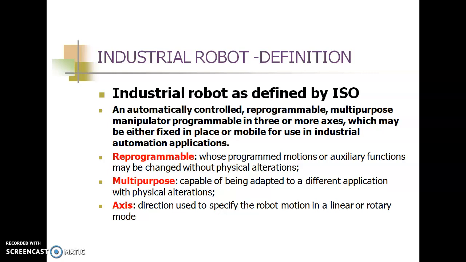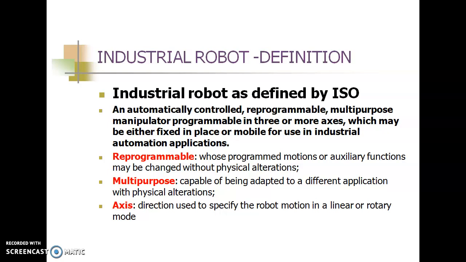Next one is called multi-purpose. What is multi-purpose? Multi-purpose means the same robot can be adapted for different applications without physical alterations. That's why it's called multi-purpose.